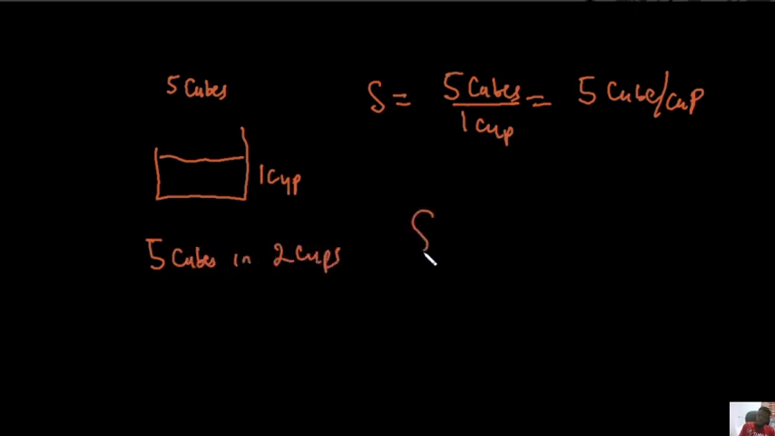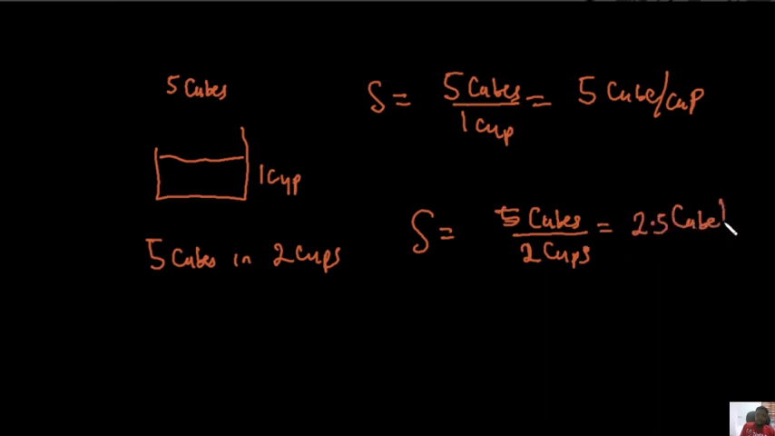The implication is that my solubility will now be equal to 5 cubes. Sorry, so much for spelling cubes. Okay, so this is going to be cubes. This is U divided by 2 cups now, which is going to make my solubility become 2.5. What is the unit? Cube per cup. So that's that basically.